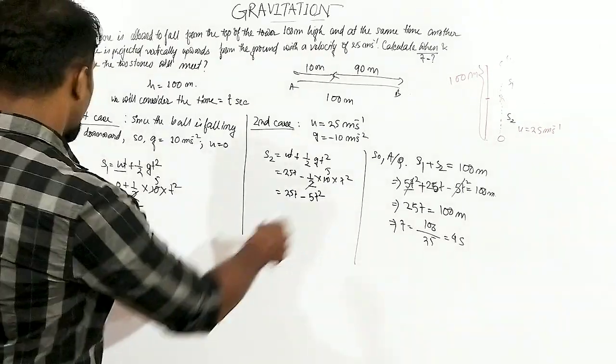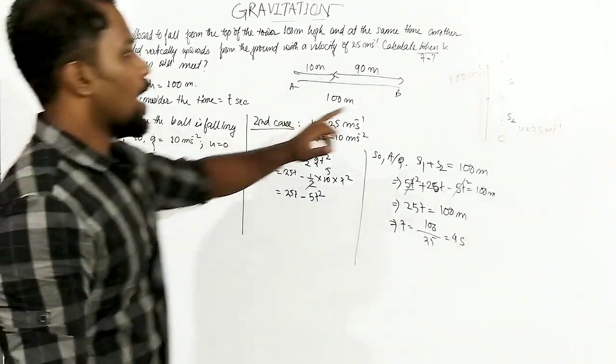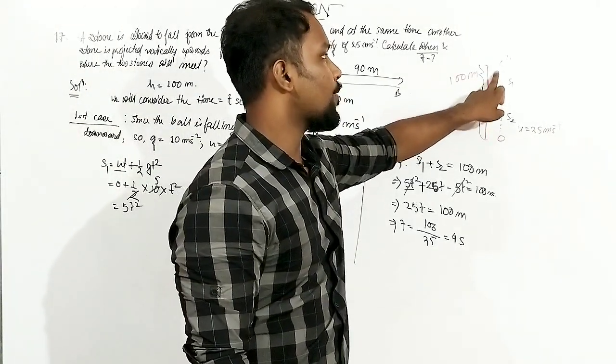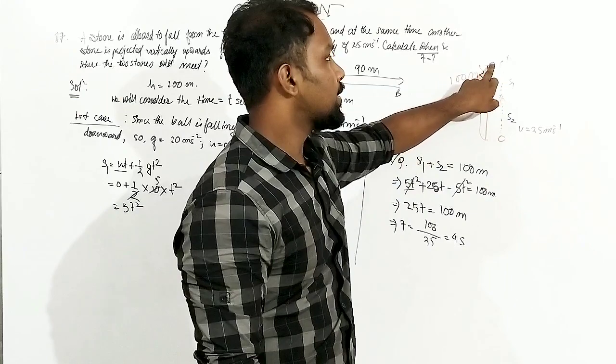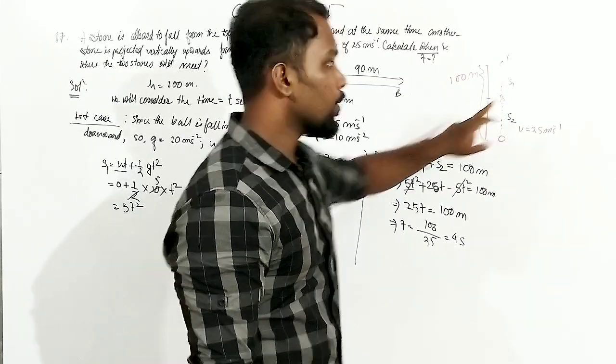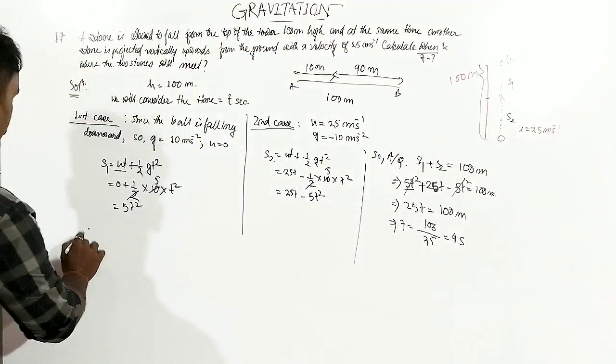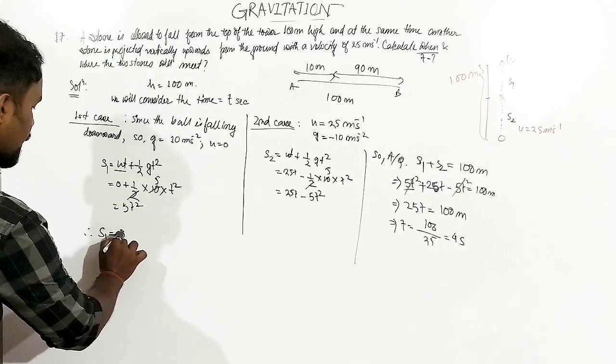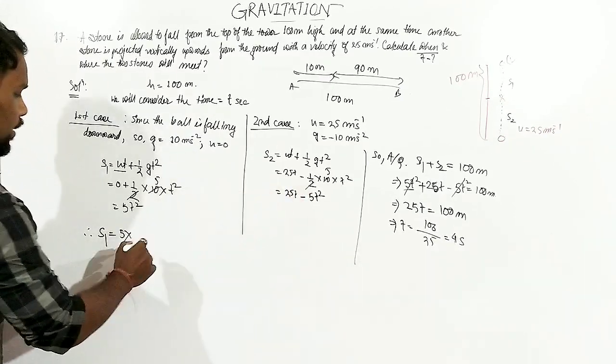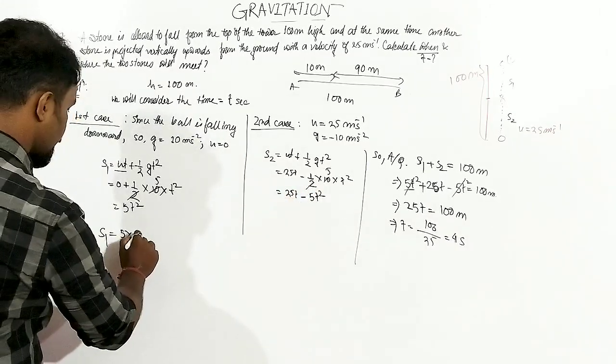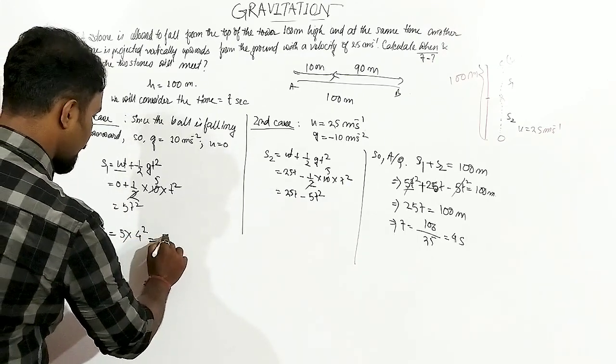So for that, we are going to consider the first one, s1. That means how much the first ball is going to move, okay? What is the distance it is actually going to travel? So we'll calculate that from that equation. Hence s1 is going to be 5 into t square. How much is t given? 4 seconds. That is 4 square. That means 5 into 16.